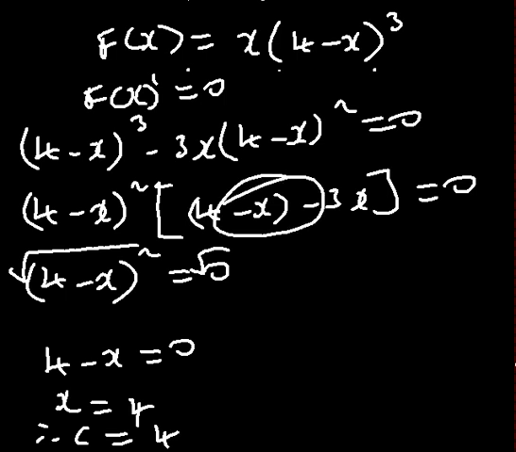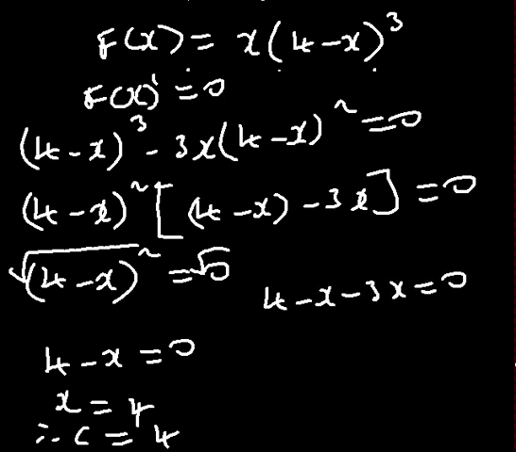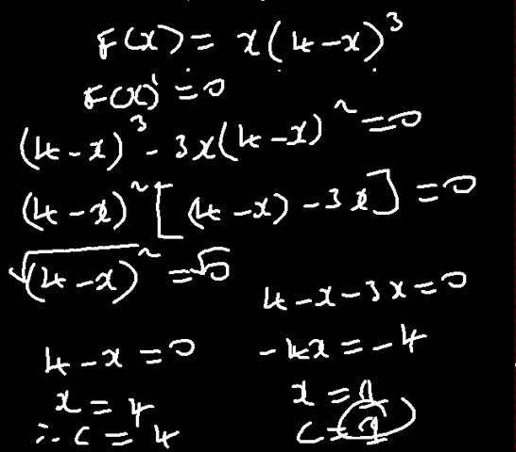And we should use the other case here. So we have 4 − x − 3x equal to 0. And thus combining the like terms, we have negative 4x equal to negative 4, and thus x is equal to 1. And therefore that is also a critical value, which is 1. So these are the critical values of the function.